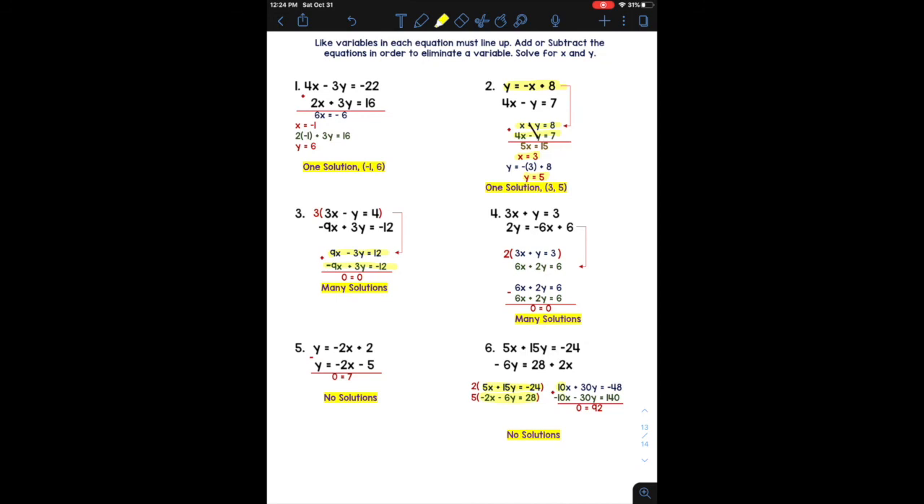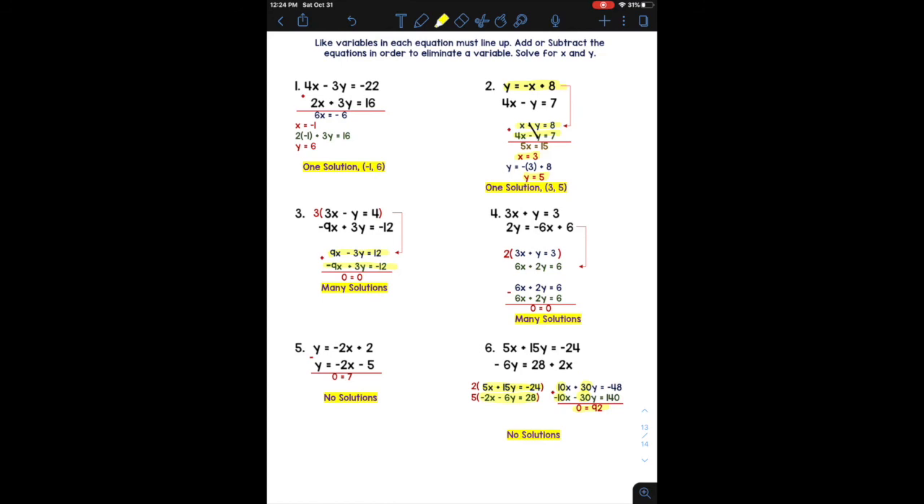Notice that that gave the coefficients either the same coefficient or opposite coefficients for not only one of the variables, but both of the variables. So when I added, not only did the x eliminate, but so did the y, and we get the expression 0 equals 92. Since 0 does not equal 92, it's a false statement that would represent no solutions.